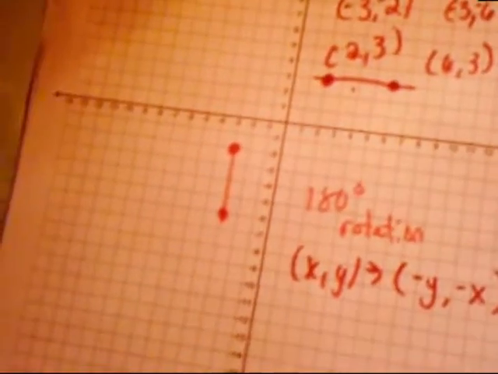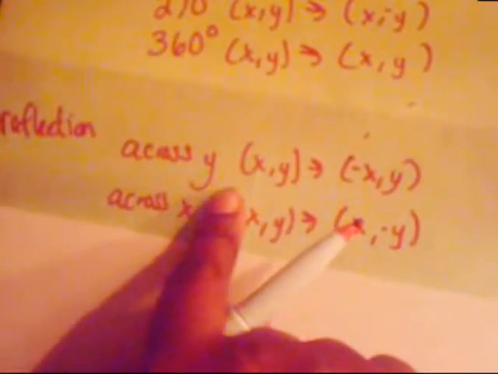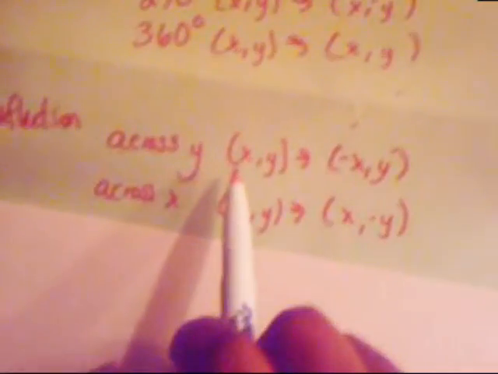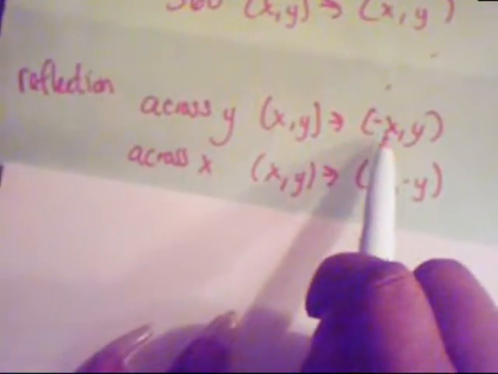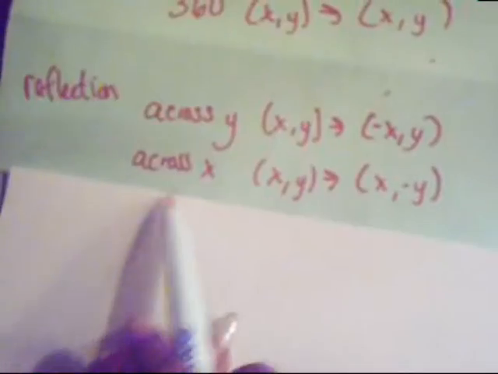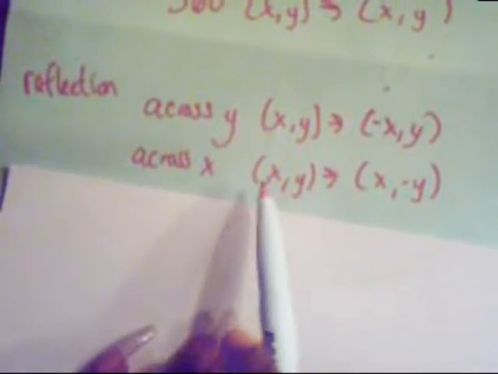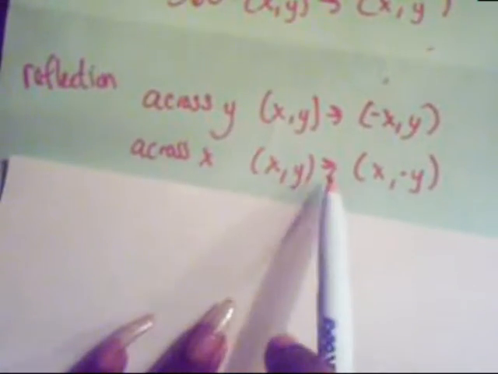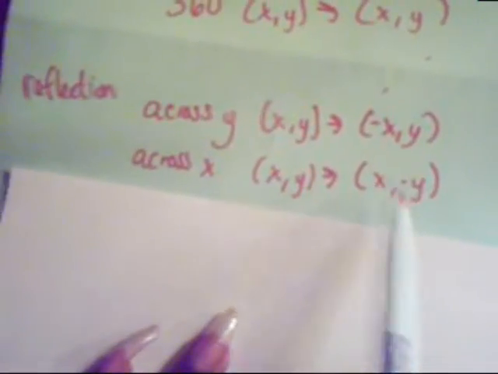Okay? Guys, the last type of transformation is a reflection. The motion rules for reflections are simple. If you're reflecting across the y-axis, the motion rule is (x, y) goes to (-x, y). If you're reflecting across the x-axis, the motion rule is (x, y) goes to (x, -y).